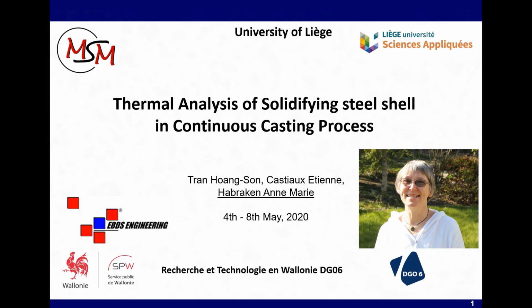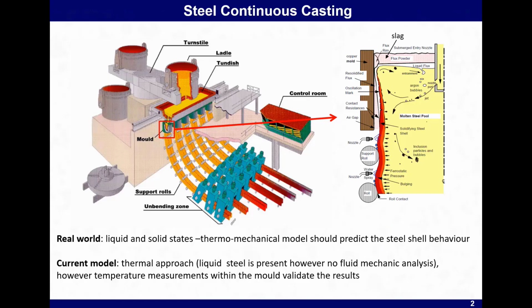This work has been performed with the help of the Research and Technology Office from the Walloon region. Let us remind what the steel continuous casting process is. You have liquid which is poured in a mold and which is cooled and generates a certain profile. Here it's a steel beam blank, but in fact in the research we are working more on plates, not on such shapes close to a beam.